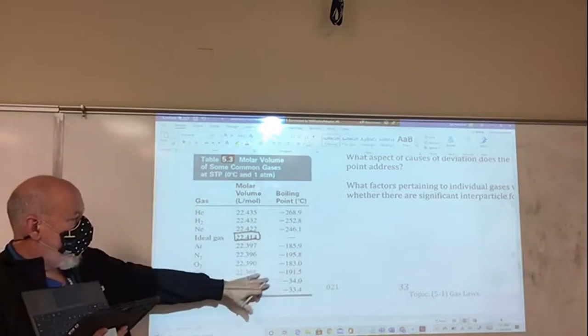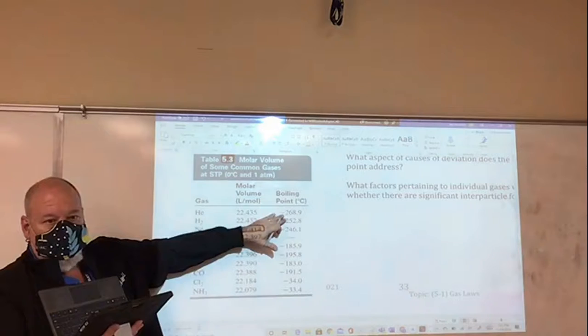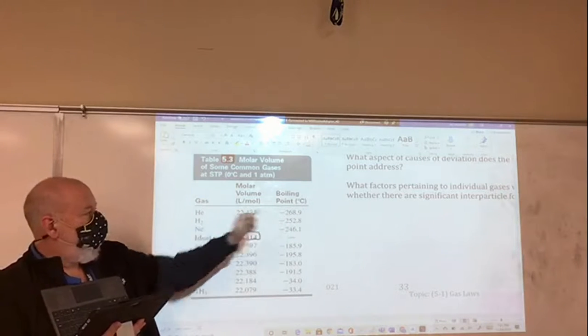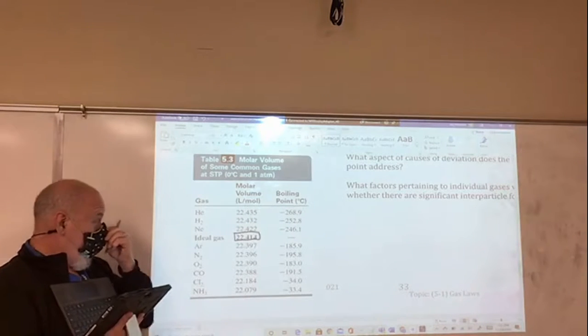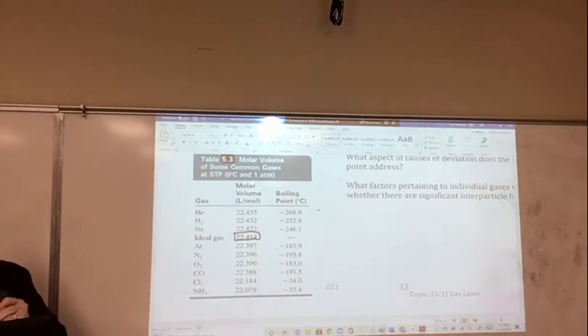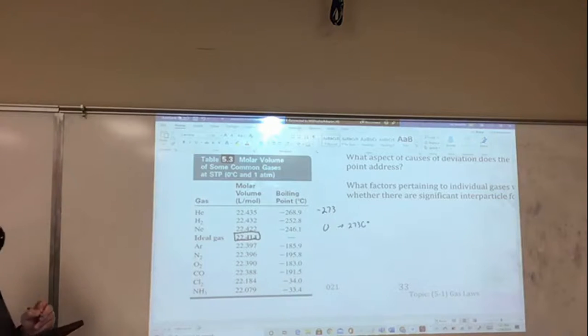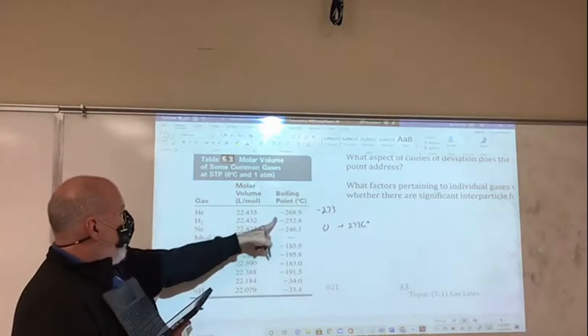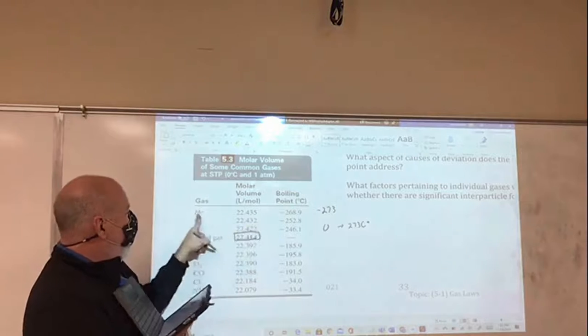The higher the boiling point, or the... Oh, that's negative. Right? I didn't see that at first. So the colder... What's absolute zero? Negative what? Yeah, negative 273, because 0 degrees Kelvin is negative 273 degrees Celsius, right? Okay, so the boiling point, this just blows me away.